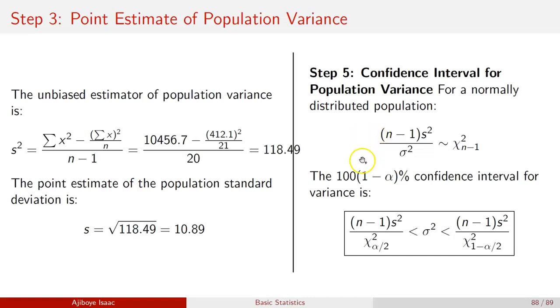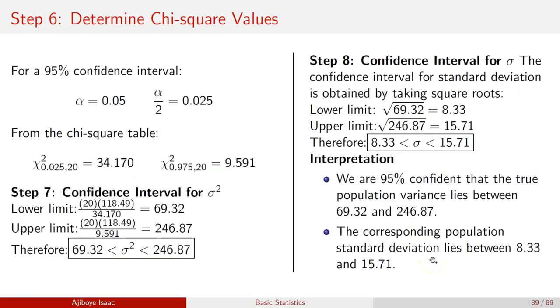So to construct the confidence interval for the variance, we know that for a normally distributed population, n minus 1 over the population variance multiplied by the sample variance follows a chi-square distribution with n minus 1 degrees of freedom. So therefore, we can construct our confidence interval using the boxed formula. And if we substitute the values, we can get the critical value from the chi-square table.